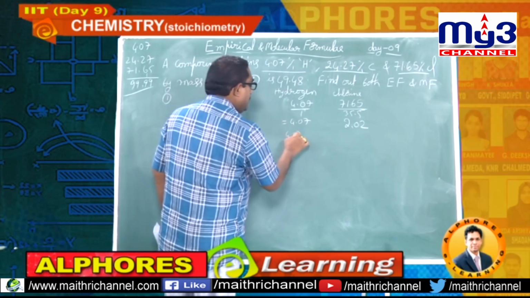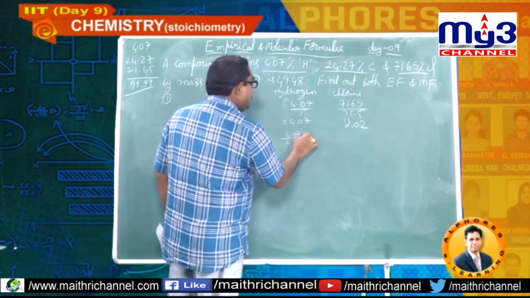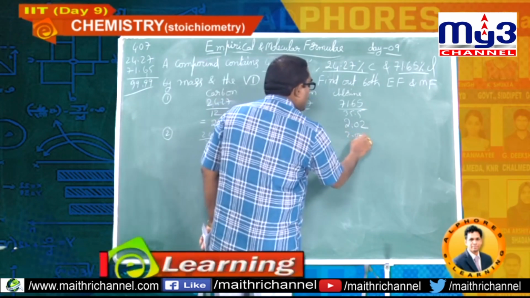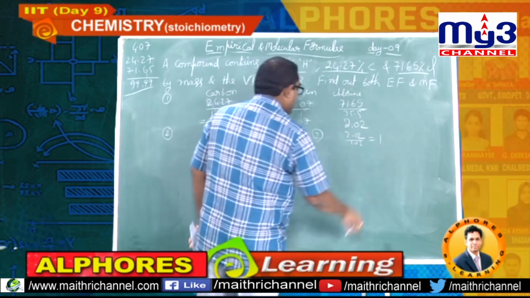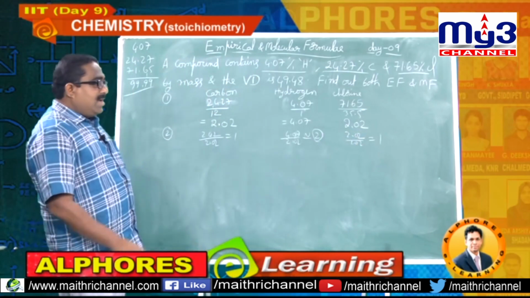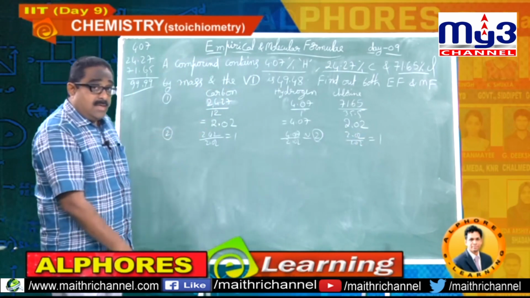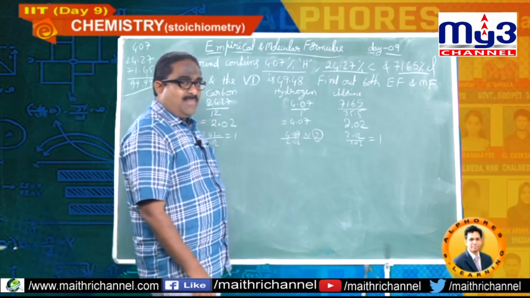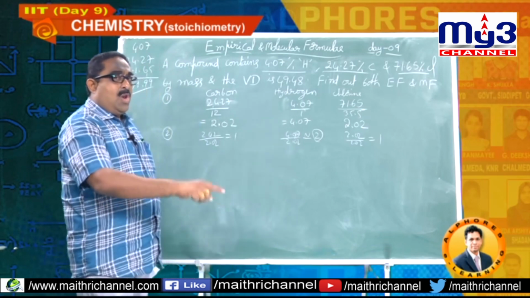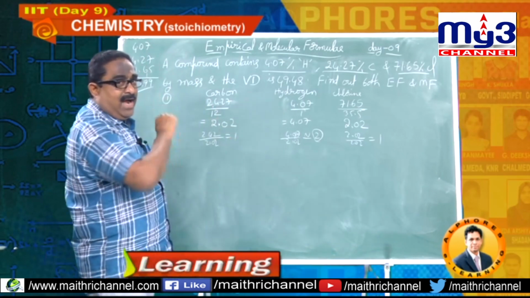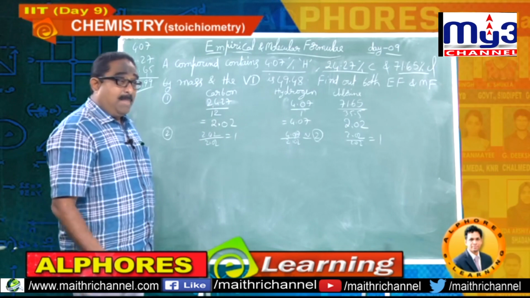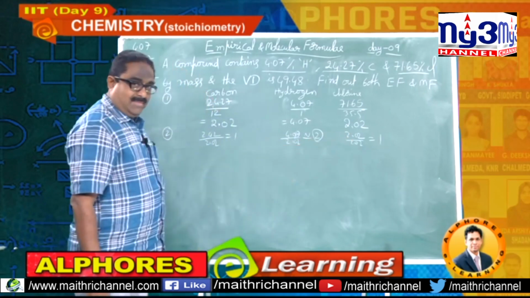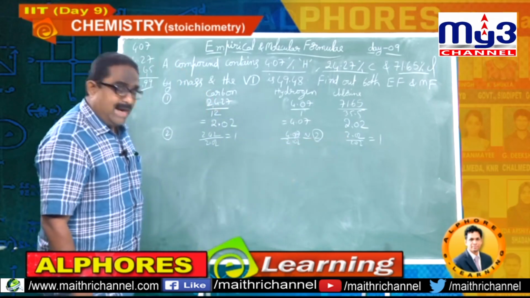4.07 by 2.02, approximately 2, no problem. 2.02 by 2.021. Sir, why you are doing like this? Because we know empirical formula always gives the simple whole number ratio of atoms of different elements present in that compound. That's why I am dividing with the least value among them to get a simple whole number ratio.